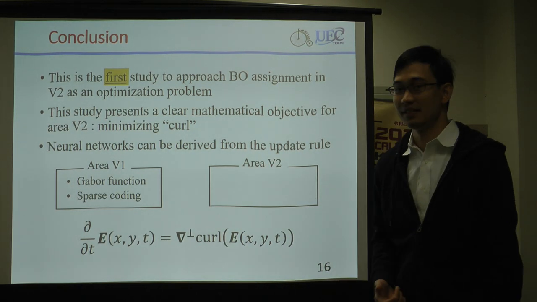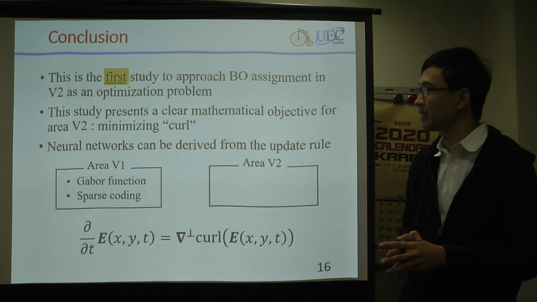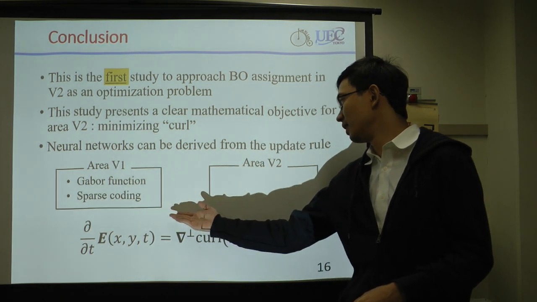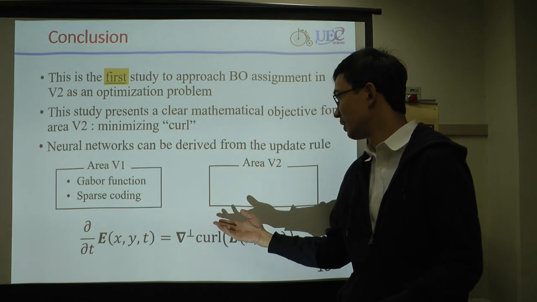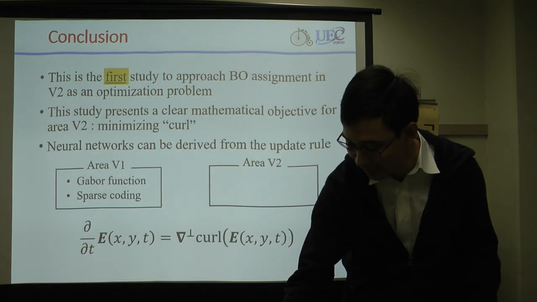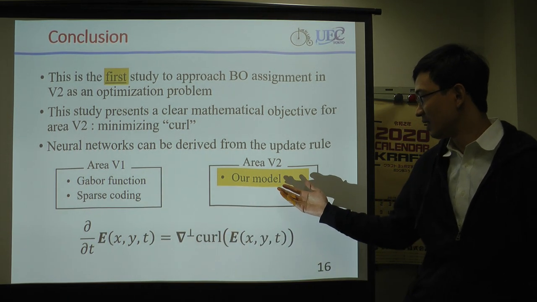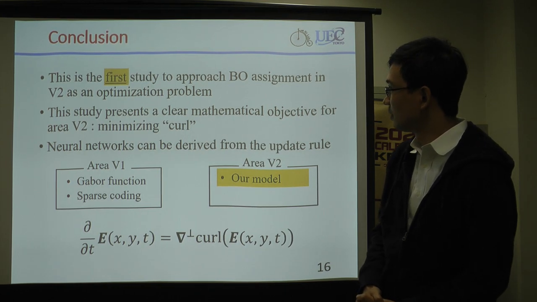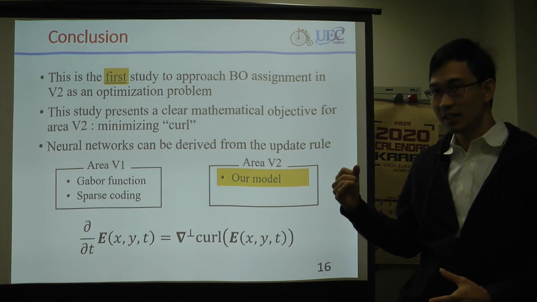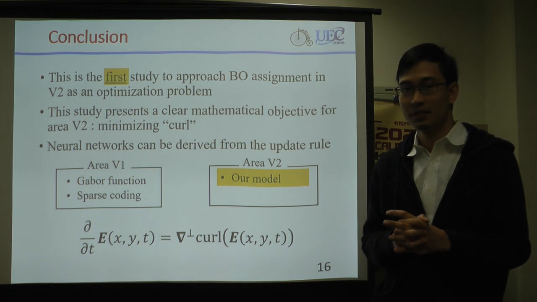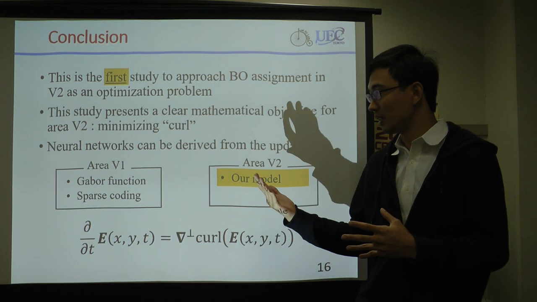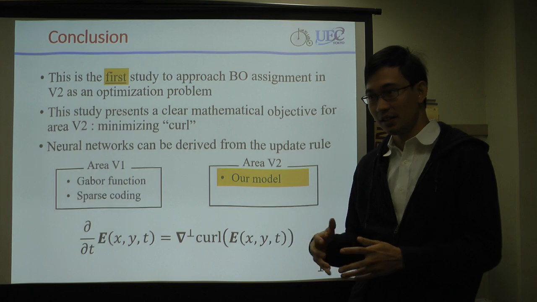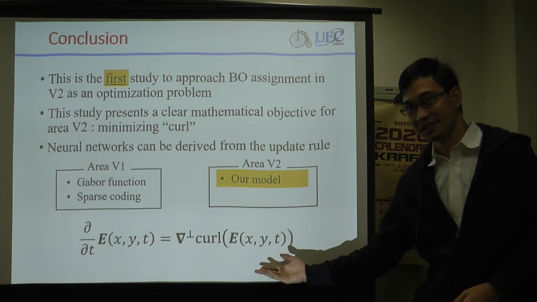Now let me close off with the conclusion that this is the first study to approach border ownership assignment in Area V2 as an optimization problem. So this is how the scene was before our model was introduced into this world, and perhaps after, maybe this is the first of many similar models in the future. And the advantage is that our model presents a clear mathematical objective for Area V2, which is minimizing curl. And we've also demonstrated that neural networks can be derived from this update model. So I'll leave you with this simple update rule. Thank you very much.